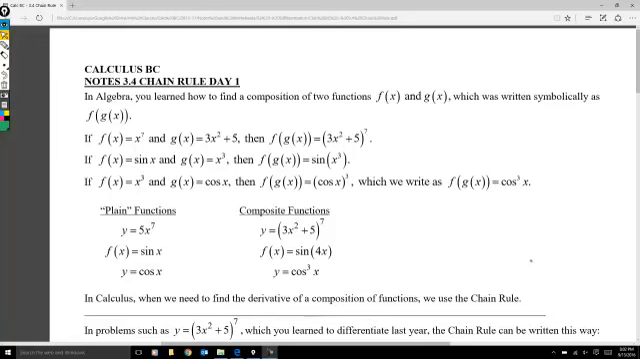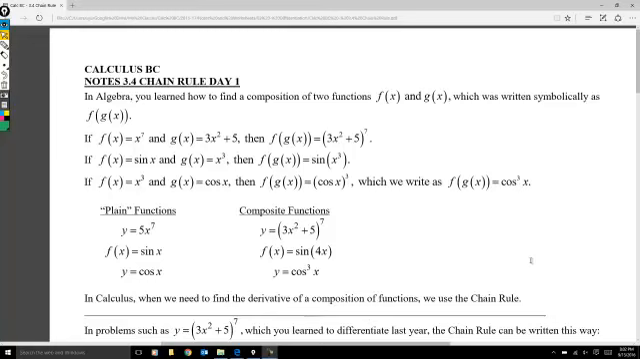Here we're talking about composition of functions, right? So it's like where we're plugging g into f. So we have f of g of x here. So in this case, (3x squared + 5) to the 7th power, right? So these are what we call composite functions.